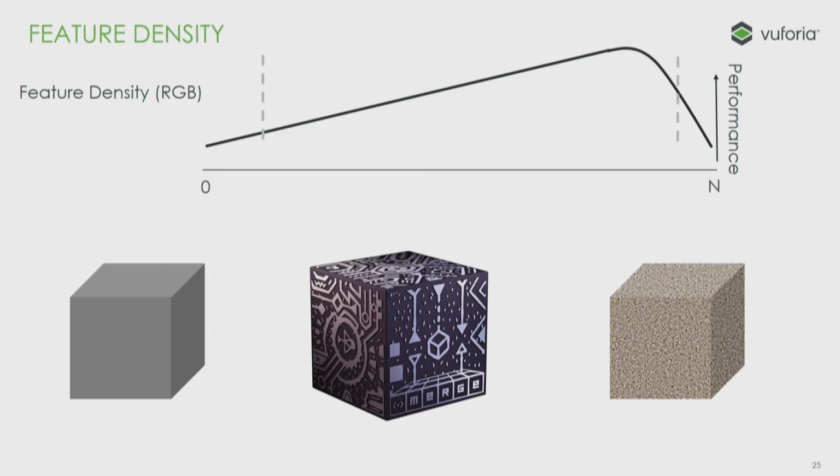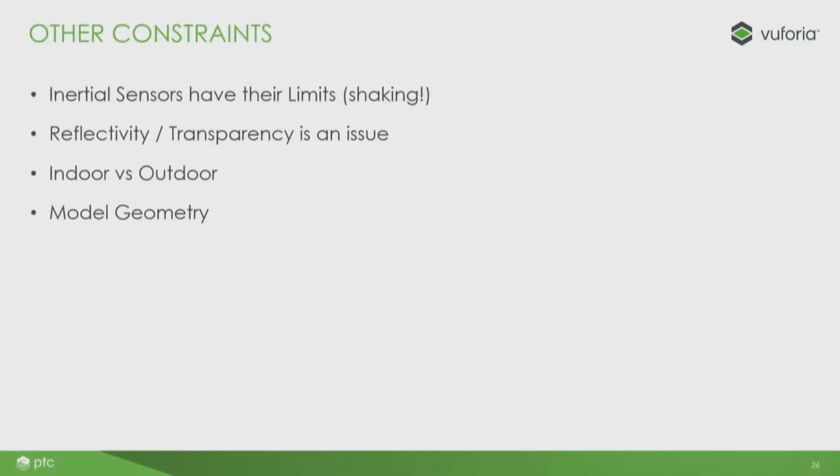Now, it is sometimes tricky for the human eye to determine what is enough features, right? So Vuforia provides some rating systems to help developers with that. Now, that's not the only constraint, of course. We have a lot of other constraints. Our inertial sensors, for instance, are sensitive to how much you're moving. So if you take a phone and start shaking it, you might confuse it a little bit until it resets itself.